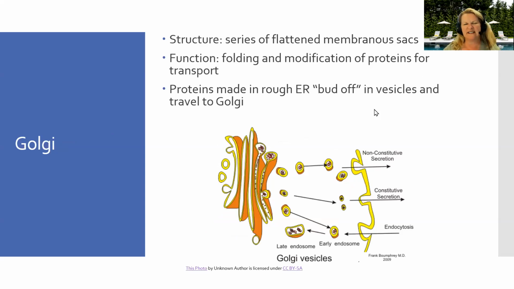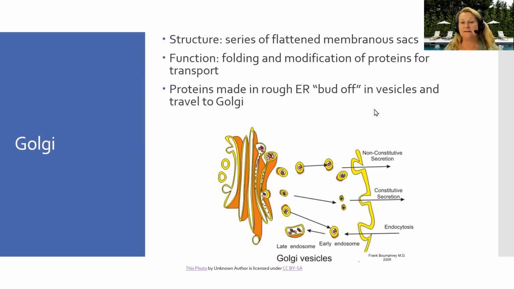Next, we have the Golgi. Now, the Golgi looks kind of like an oddball shape of flattened pancakes, except not all the pancakes are the same width. So it's a series of flattened membranous sacs, and the function of the Golgi is to fold proteins and modify them and package them for transport.